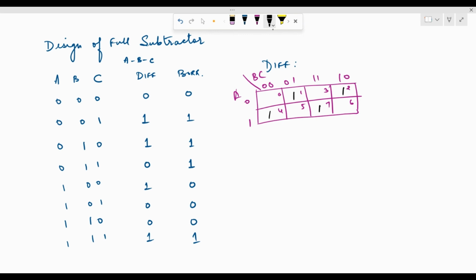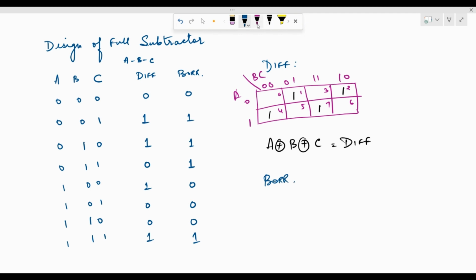So if you look at this K-map, this is a brick wall kind of an arrangement. So we can directly conclude that this is just going to be A XOR B XOR C. You can refer to my previous video on full adder, where I derived the expression entirely. So this is the expression for difference. Next, we can derive the expression for borrow.